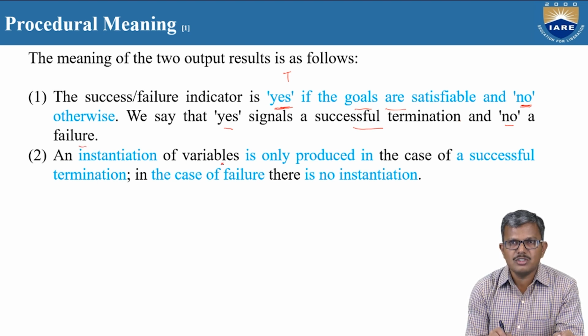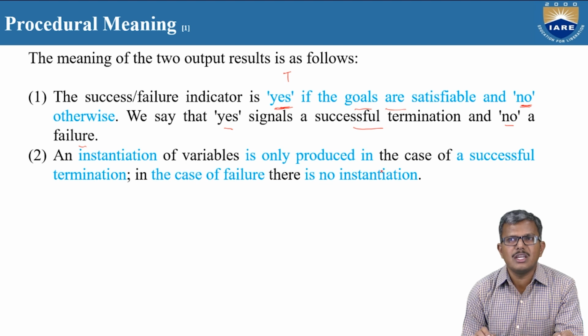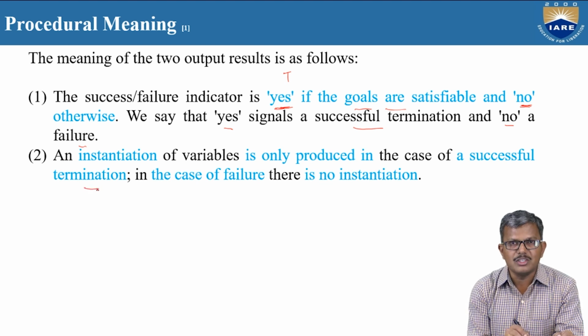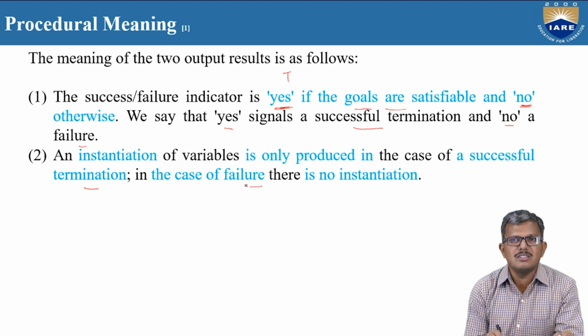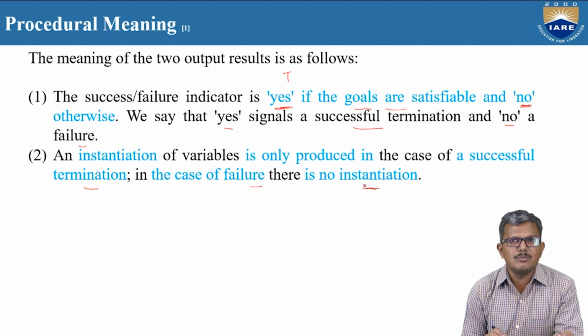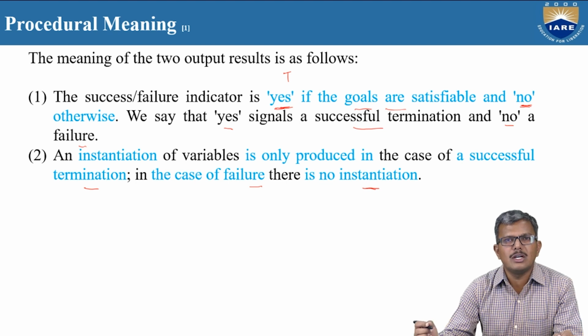An instantiation of variables is only produced in the case of a successful termination. The instantiation of the variables is possible only when the goals mentioned are satisfied. Otherwise, if there is a failure, there is no point in any instantiation. This is how you need to understand the 2 different kinds of meanings that every Prolog program has.